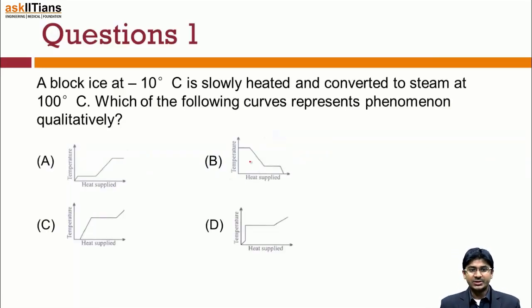Now, this is a block of ice which is at minus 10 degrees Celsius, slowly heated and converted to steam at 100 degrees Celsius. Which of the following curves represents the phenomenon qualitatively? What it asks is that you have to see which of them explains it qualitatively. So you are not bothered about the length or the slope of this, rather the nature which follows the situation given above.